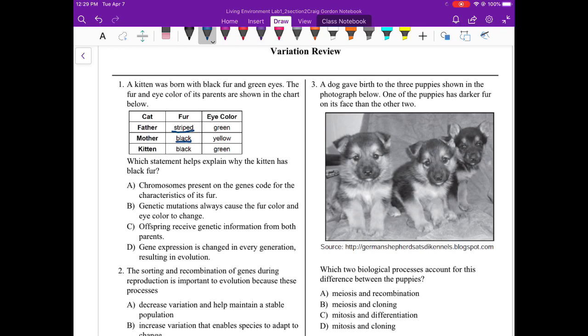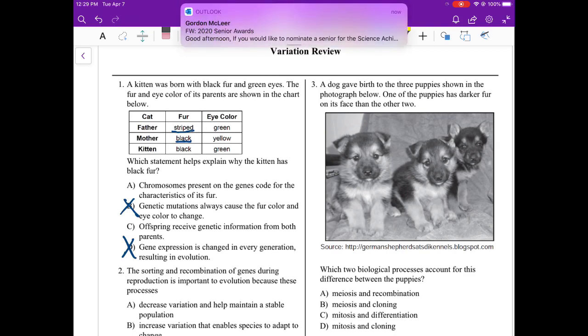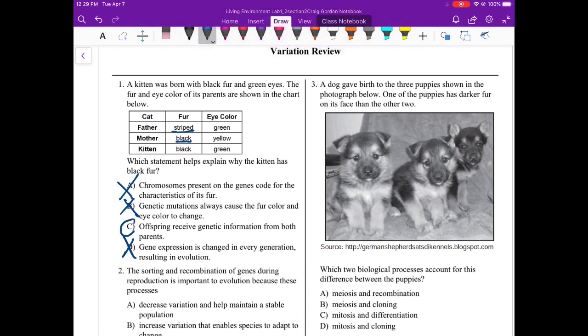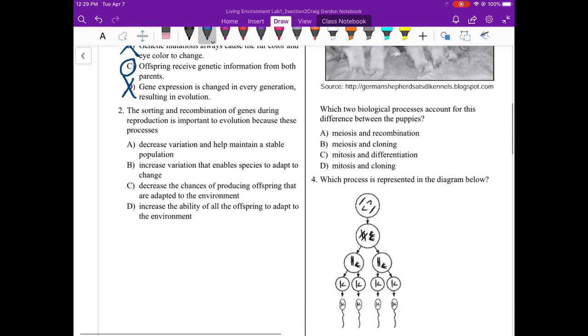All right, so we have a few choices here. I'm going to eliminate the ones we don't like. We don't like genetic mutations cause fur color to change color. That's not the case. The gene expression is changed, letter D, in every generation. That is not true. So we're left with A and C. Now, A looks nice. But if you read further into it, it says chromosomes present on the genes code for the characteristic of its fur. It should be genes present on the chromosomes if that was going to be a correct statement. So your answer is going to be letter C.